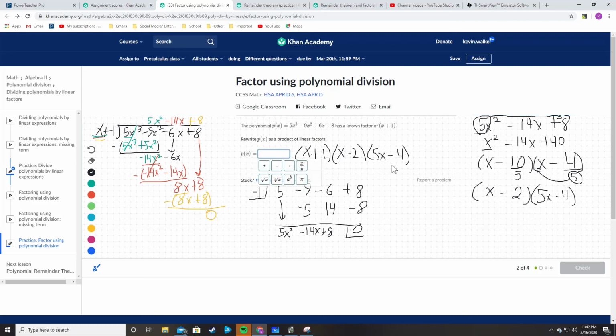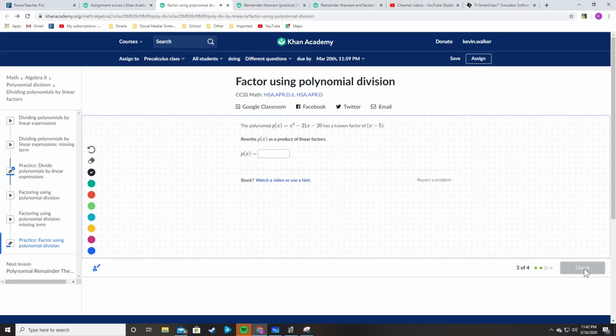So let's go through. Let's put all that in there. And there we go. Nice big check. So these are going to be very similar. So we're going to go through, we're going to divide this, then we're going to go through and solve.